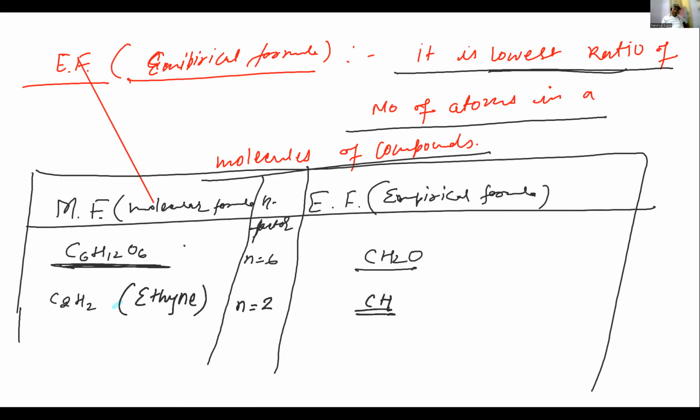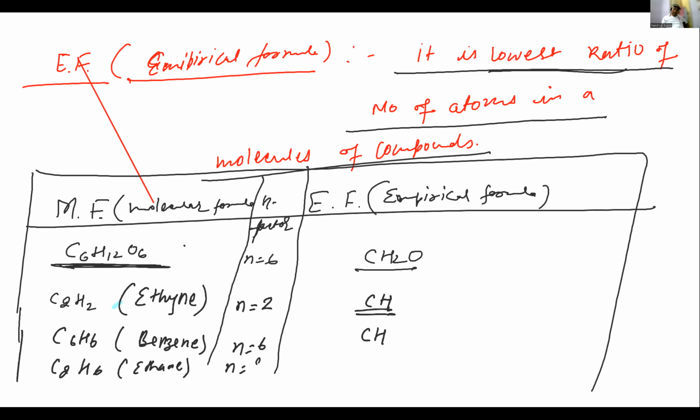Now I am taking C6H6. C6H6 is benzene. The n factor is equal to 6, and the empirical formula is going to be CH. Suppose you take ethane, C2H6. The n factor is going to be 2, and the answer is going to be CH3.